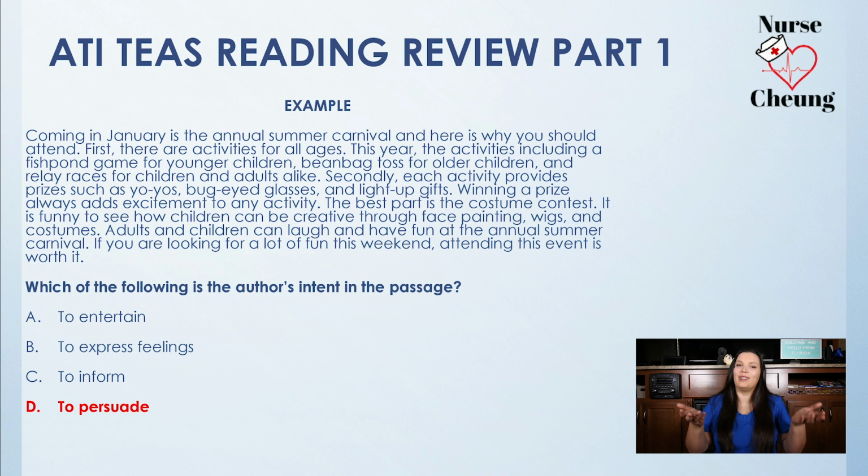And as you guessed it, the correct answer is D. The author is trying to persuade you. The author's intent is to persuade the audience to attend the annual summer carnival. You've got your topic, which is the annual summer carnival, and the author gathers reasons why you should attend.